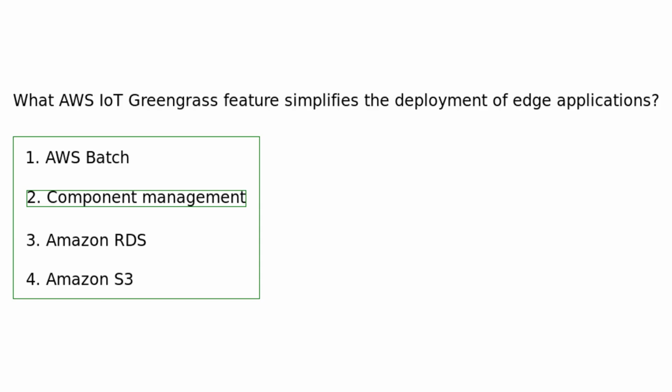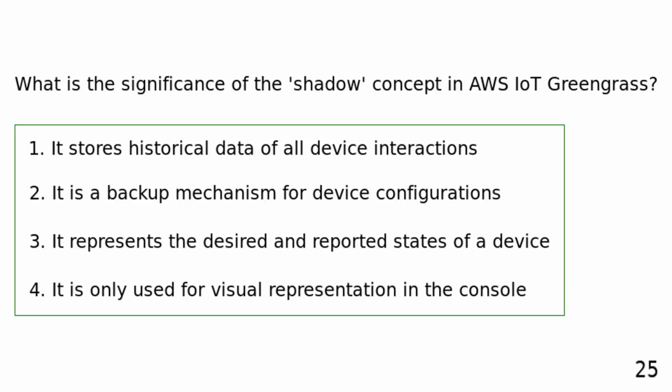Component management simplifies the process of deploying, updating, and managing applications on Greengrass core devices. What is the significance of the shadow concept in AWS IoT Greengrass? It stores historical data of all device interactions. It is a backup mechanism for device configurations. It represents the desired and reported states of a device. It is only used for visual representation in the console.